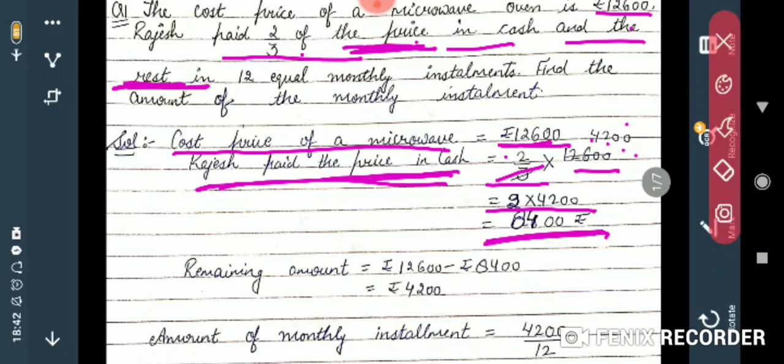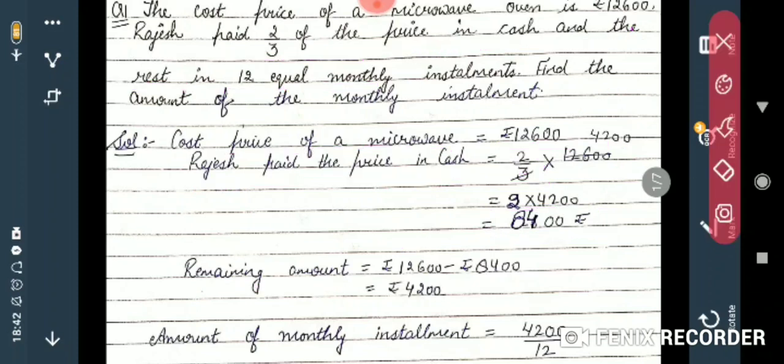Now the question is, and the rest. Rest means the remaining amount he paid in 12 equal monthly installments. So what is the remaining amount here? The total price was 12,600 rupees. Out of 12,600, how much did he pay in cash? 8,400. So if I subtract 8,400 from 12,600, what will I get? 4,200 rupees. So this remaining amount, 4,200 rupees, he paid in monthly installments.